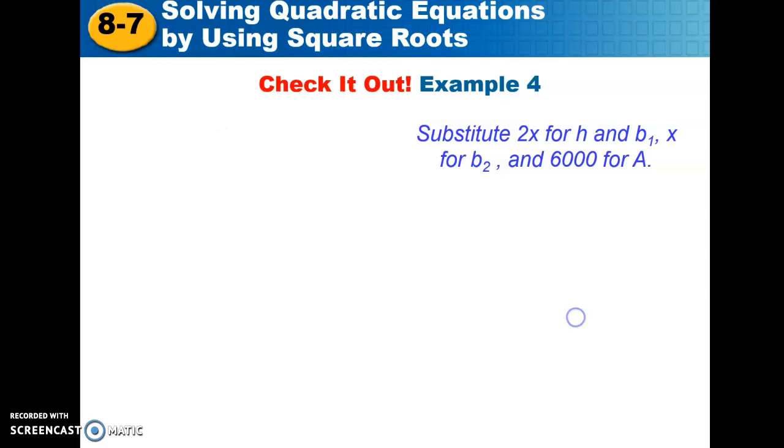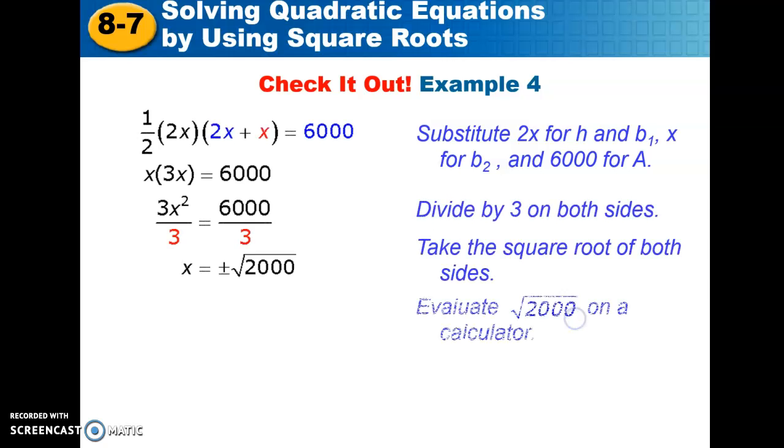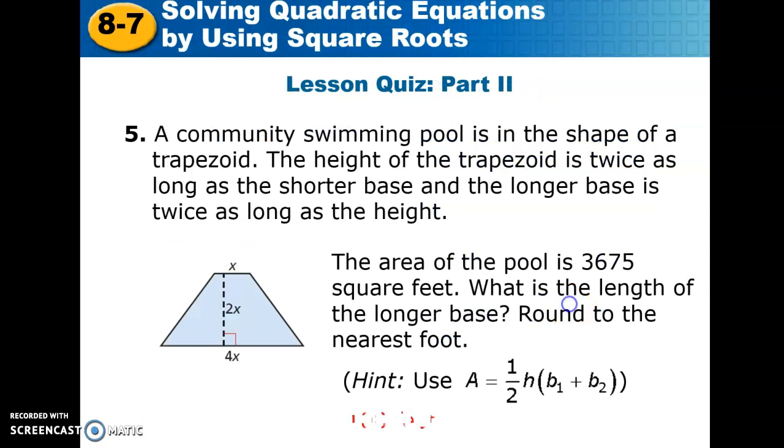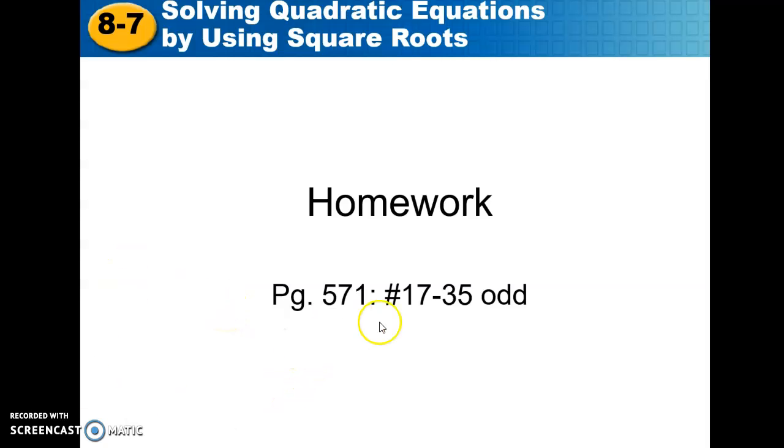All right, so I'm going to skip this one. Your homework is page 571, 17 to 35 odd. I will have a Google form for you. Make sure you put it in the Google form, okay? And you may use a calculator, okay? That'll save you quite a bit of time.